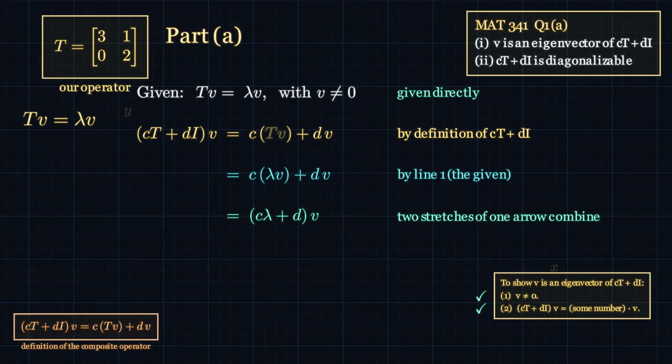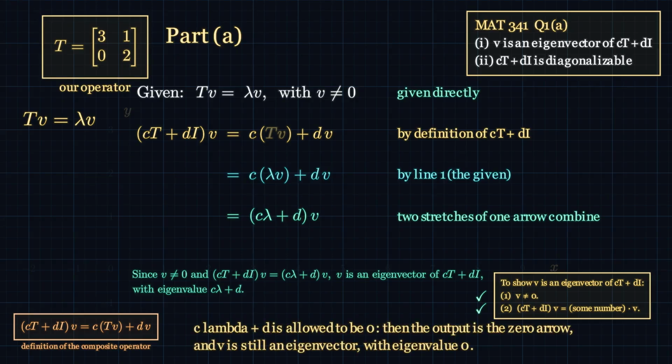Now write the conclusion sentence. Since V is non-zero and the composite operator's output on V equals the single number C lambda plus D times V, the arrow V is an eigenvector of Ct plus Di with eigenvalue C lambda plus D. Check your checklist. Non-zero, given. Single number times V. The number is C lambda plus D, sitting on your page. Part 1 is fully proved.